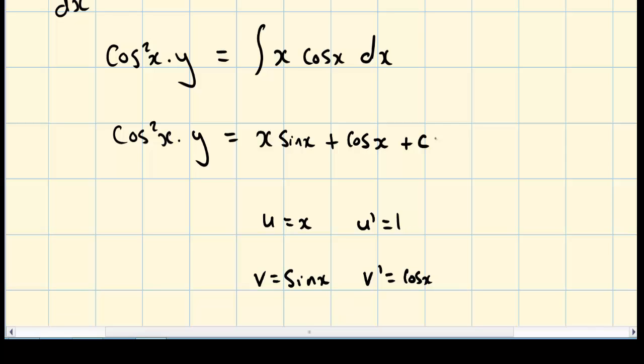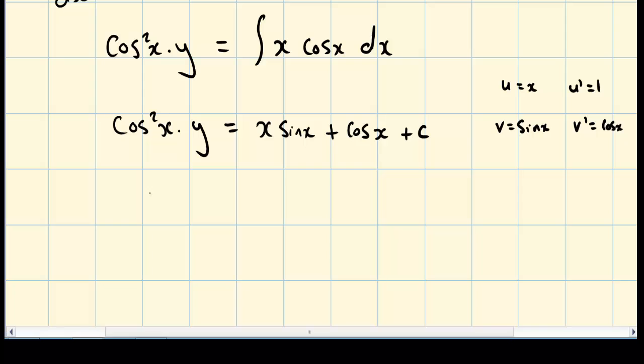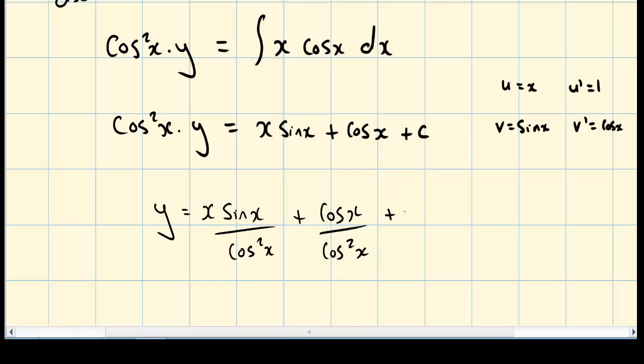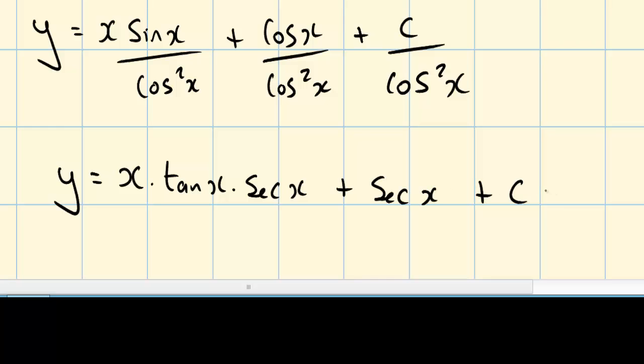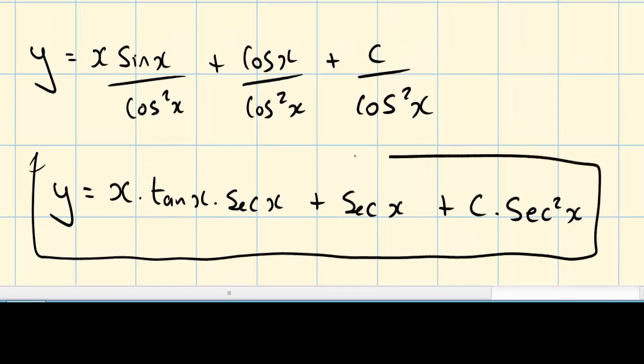Now that's the answer. We could tidy this up, of course. Okay, so dividing throughout by cos squared x will give y is equal to x sin x over cos squared x plus cos x over cos squared x plus c over cos squared x, and we can write that as y equals x tan x times sec x plus sec x plus c times sec squared x, and that is the general solution to the given differential equation.